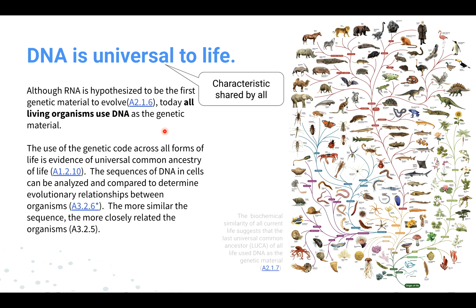So the biological similarity of all current life suggests that the last universal common ancestor of all life used DNA as a genetic material. So that is now proven. So DNA is the very oldest genetic material on Earth.